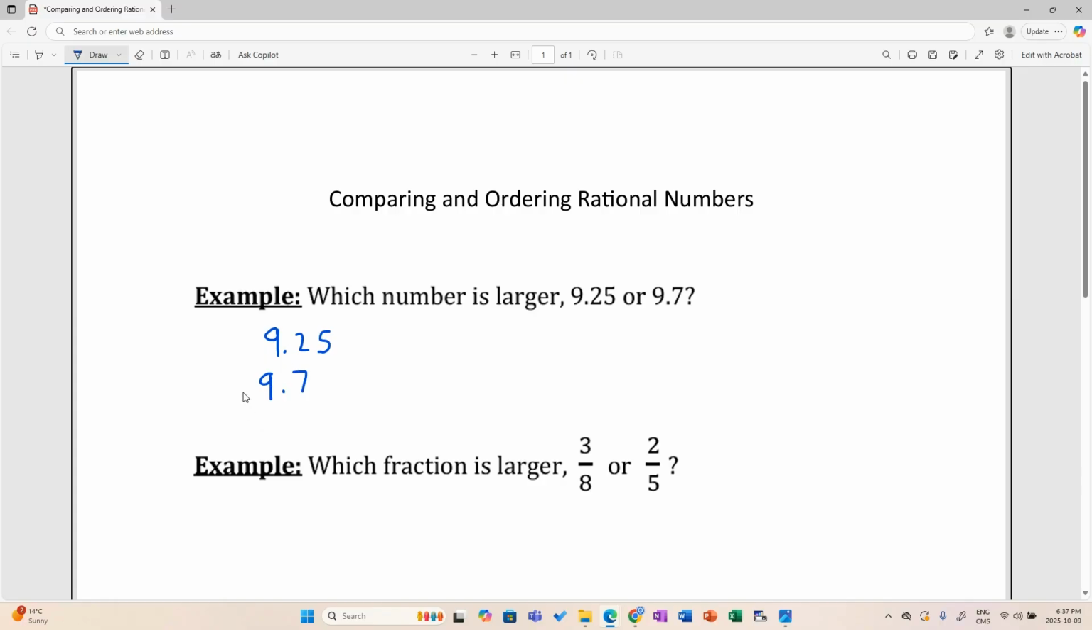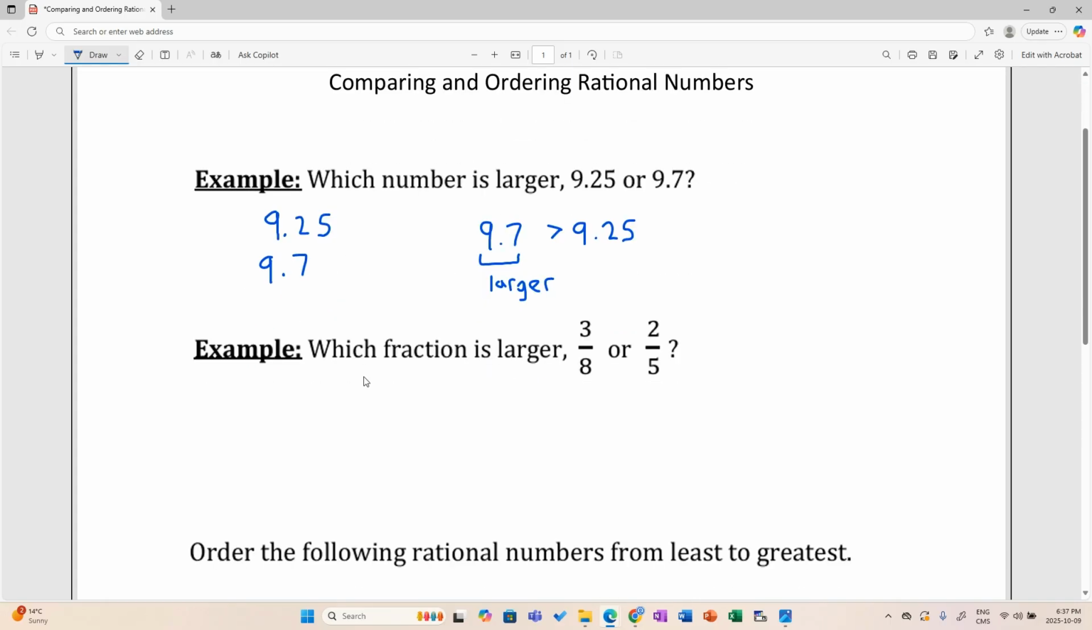So now we compare the numbers starting from the left hand side. In our ones place, they are both 9, so they're equal. Then we move on to the tenths place. Now, when we compare 7 and 2, what's greater, 7 or 2? 7. So hence I can say that 9.7 is greater than 9.25. So again, 9.7 is the larger number.